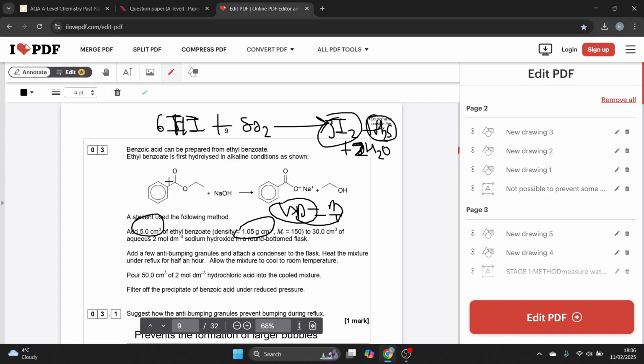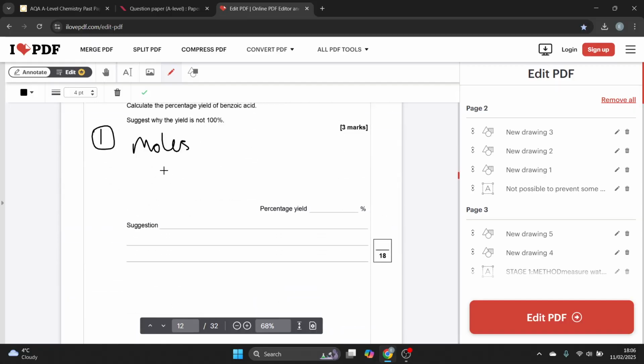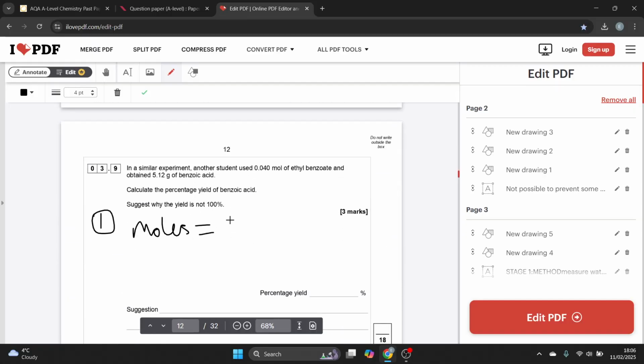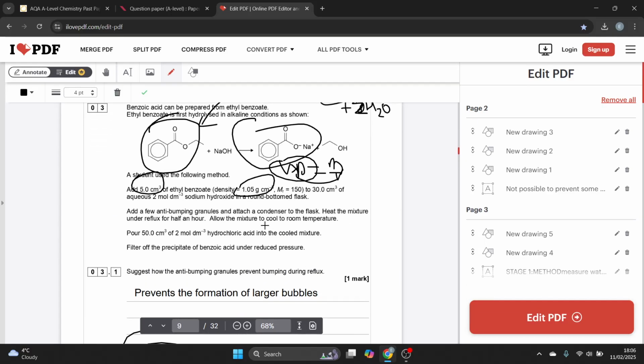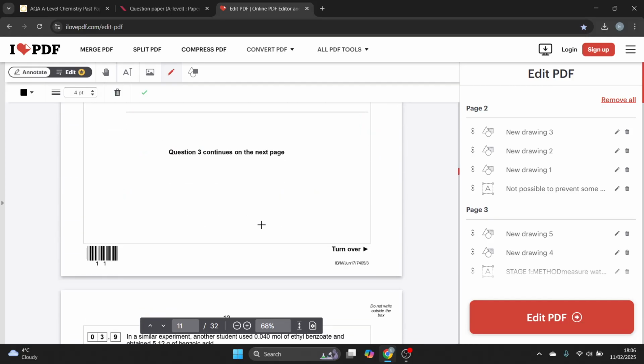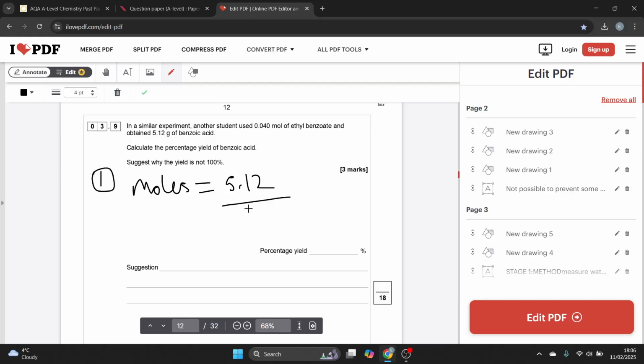Benzoic acid. So I can see here that if I find out the moles of benzoic acid, which is 5.12. Now the Mr is going to be a problem, because has it given me the Mr of benzoic acid? No, it hasn't. Benzoic acid is C6H5COOH, so it's 12 times 6, plus 5, plus 12, plus 16, plus 16, plus 1. So it's going to be 122. Then I get the moles as 0.042.